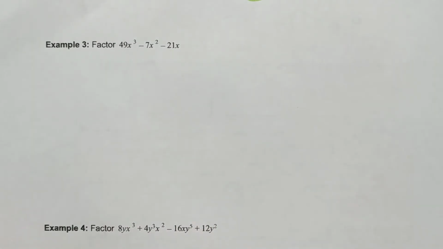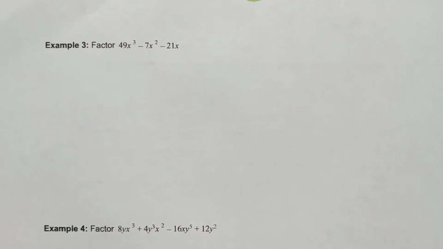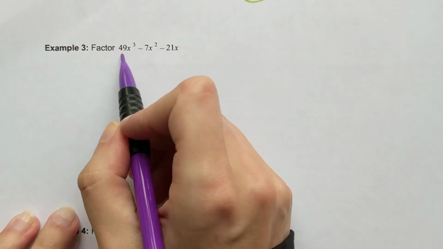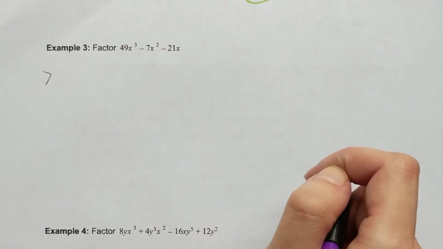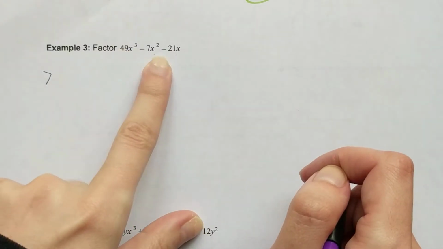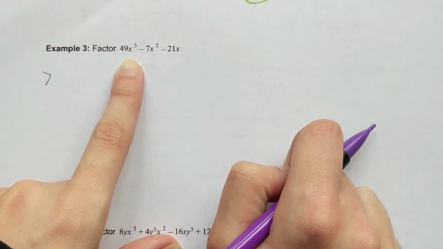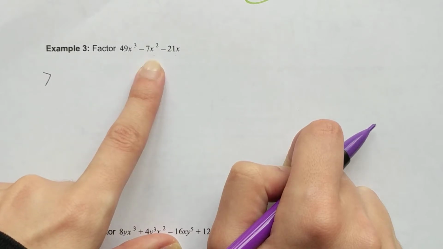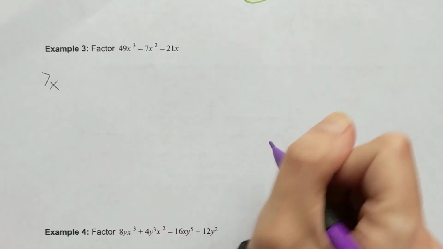Next example, 49x cubed minus 7x squared minus 21x. Okay, first you have to think about the numbers. I know that 7 goes into each of these terms, so I'm going to pull 7 out front here. Next, I need to think about my letters. I can see that there's an x in each one of the terms. I need to figure out what is the fewest number of x's. I have 3 x's, 2 x's, and 1 x. So I'm going to pull 1 x out here.